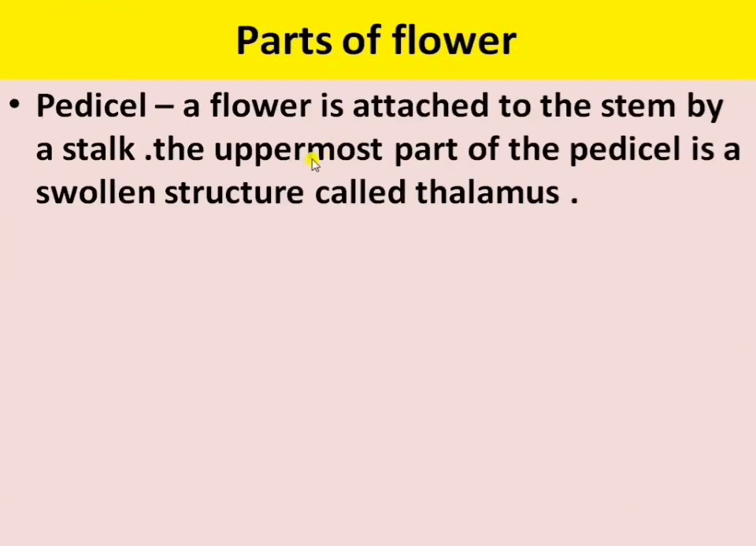Our next topic is the parts of a flower. The first part of the flower is the pedicel. A pedicel is the part of a flower that is attached to the stem by the help of a stalk, and the uppermost part of the pedicel is the thalamus, which is swollen in structure.